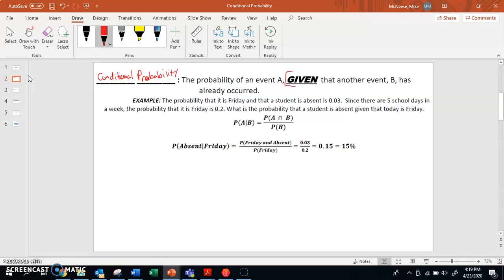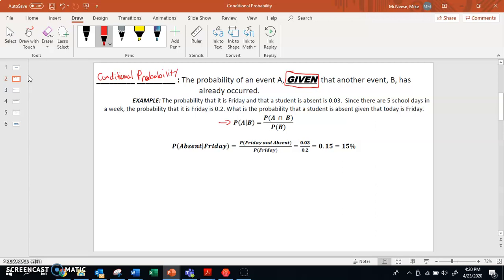So given is going to be our key word here for us to know. If we ever see the word given, we know, oh, we're talking about conditional probability. So the formula that we're going to be using is this one right here. So A, this little vertical line means given. So A given B is equal to probability of A intersect B divided by the probability of B.